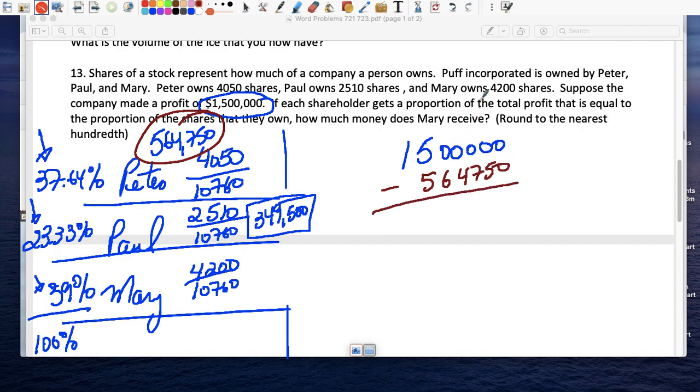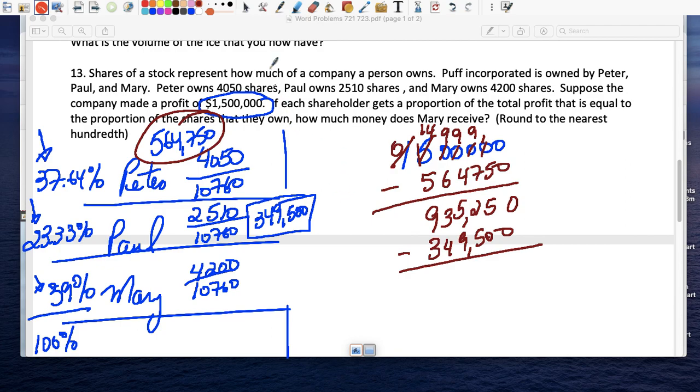Right, so that's going to, oh, we got a lot of borrowing here. So that becomes 0. That becomes 15, which is 14. That's going to be a 9. 10 can be a 9. 9 again. That's finally a 10. So this is a 0. That's a 5. That's a 2. That's a 5. That's a 3, and that's a 9. So once Pete takes his share, we are left with 935,250, and then we have to take away Paul. Paul is $349,500. That's how much he's going to take. So whatever is left over here is what Mary makes. Oh, thank God. 0, 5.